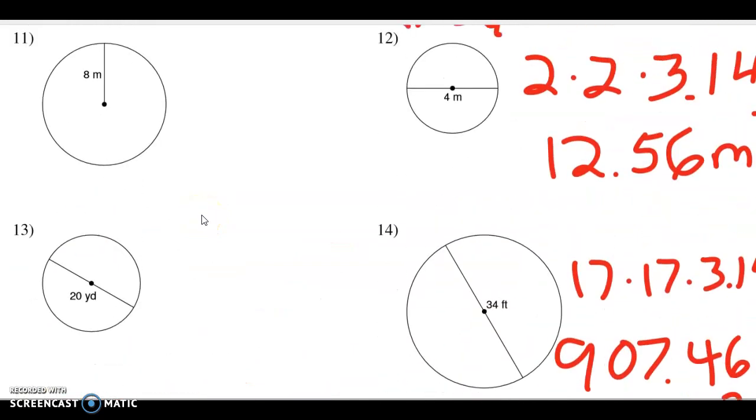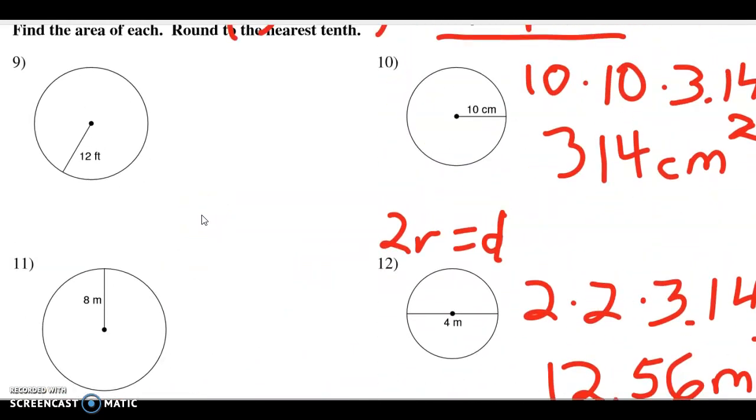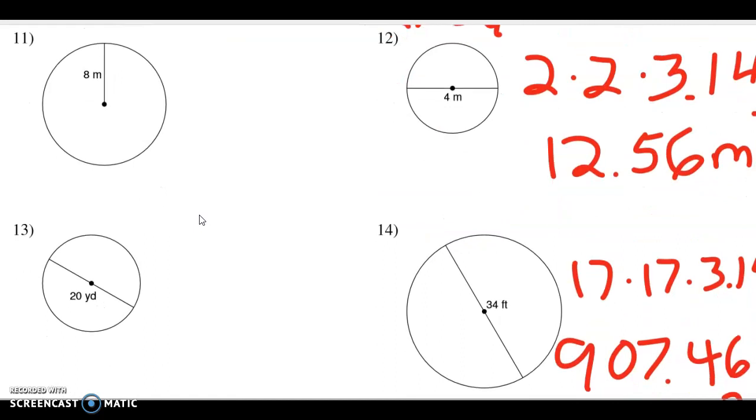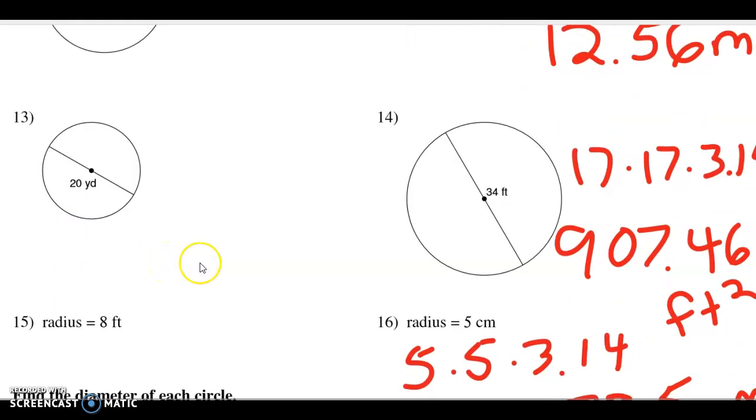All of them offer you a radius, but only one of them, you have to divide. Number 13, you have to remember that's a diameter, and you have to divide it by 2 to get your radius before you solve it.